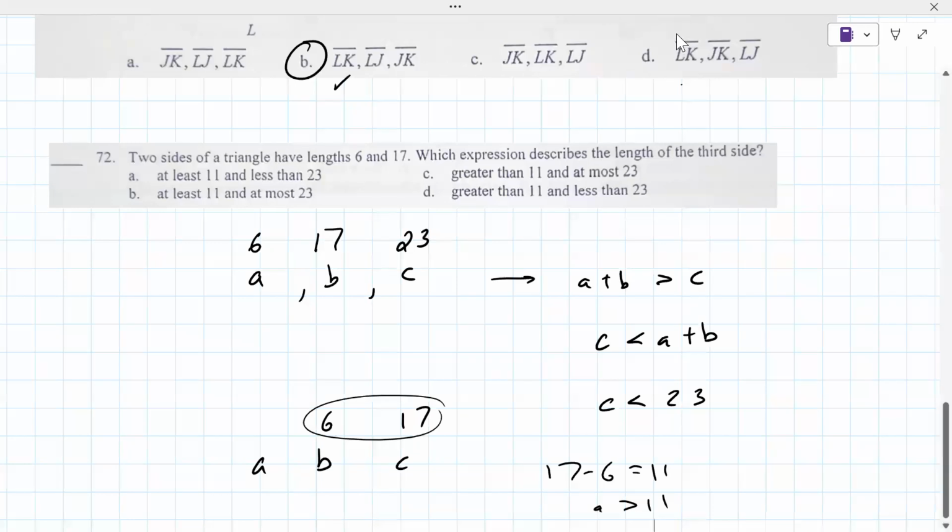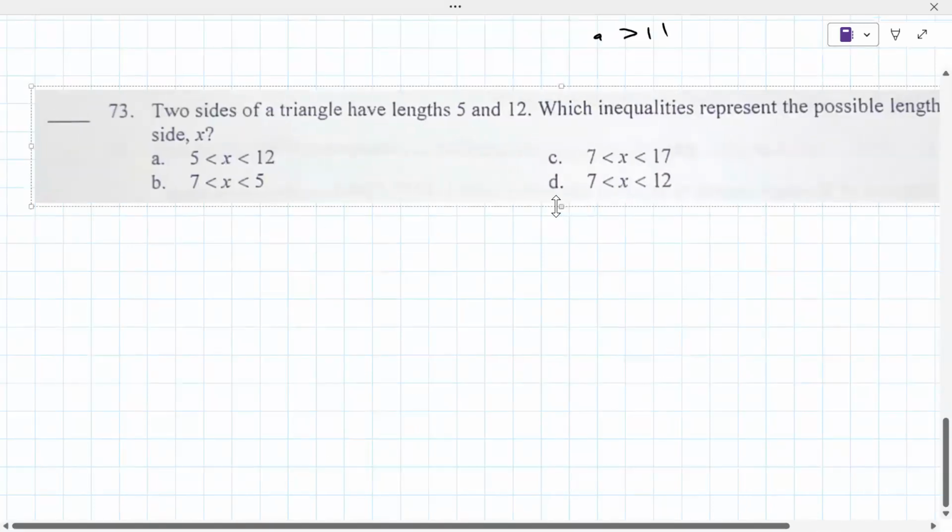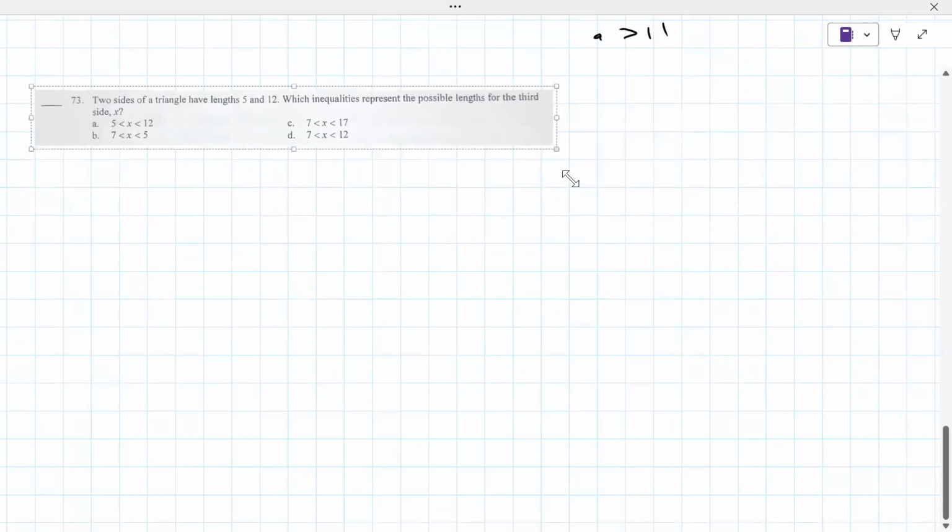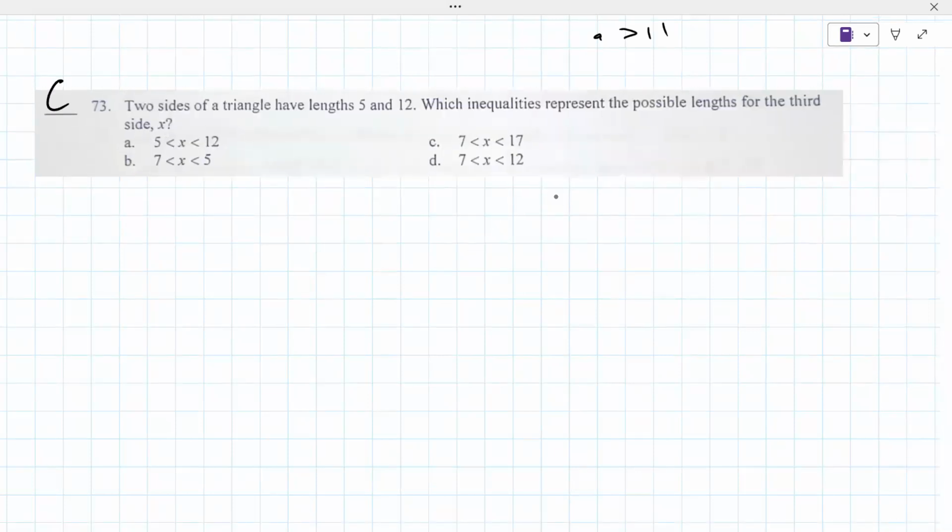All right, I'm back. 73 is kind of the same deal. You add them up and then you subtract them. What did you come up with for C, 73? It is C. Good. So yes, more stuff to remember. 74, there are answers.